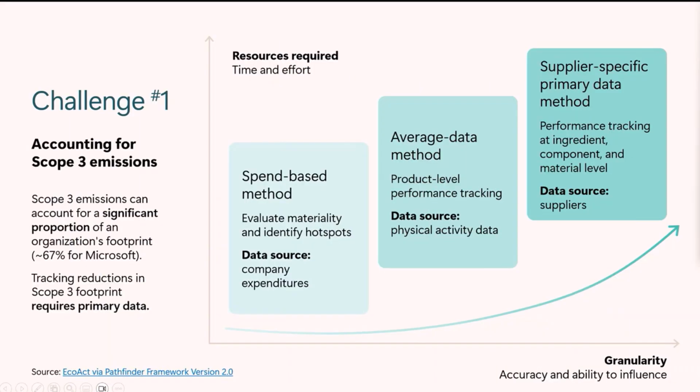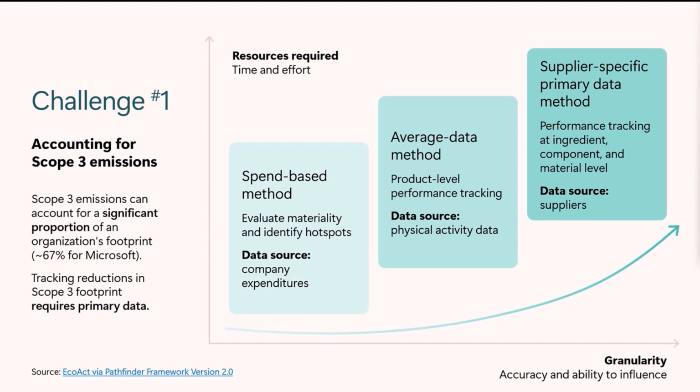Starting with the challenges. Scope 3 emissions account for a significant percentage of most organizations' emissions. For example, over 2/3 of Microsoft's total emissions are from the value chain. But organizations need primary data in order to measure not only their emissions, but also their reductions over time, as shown by this image adapted from EcoAct in the Pathfinder framework.